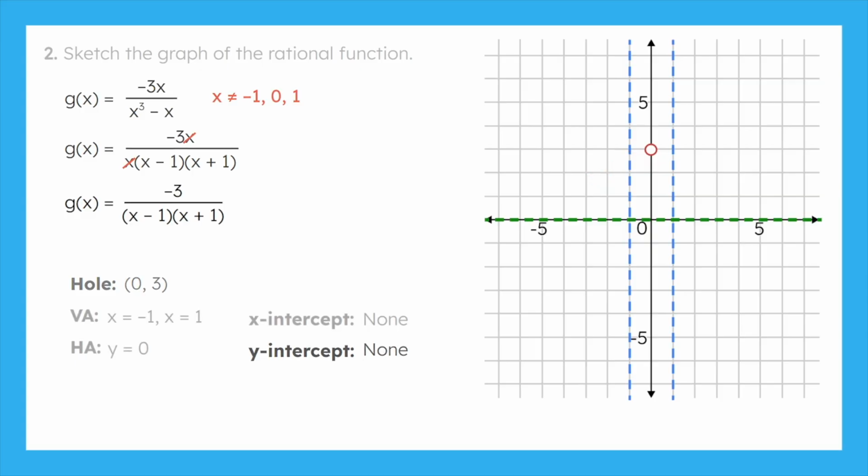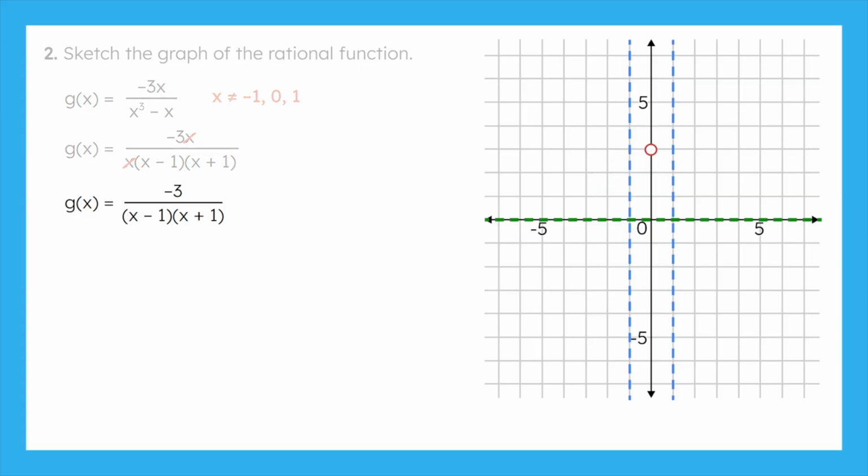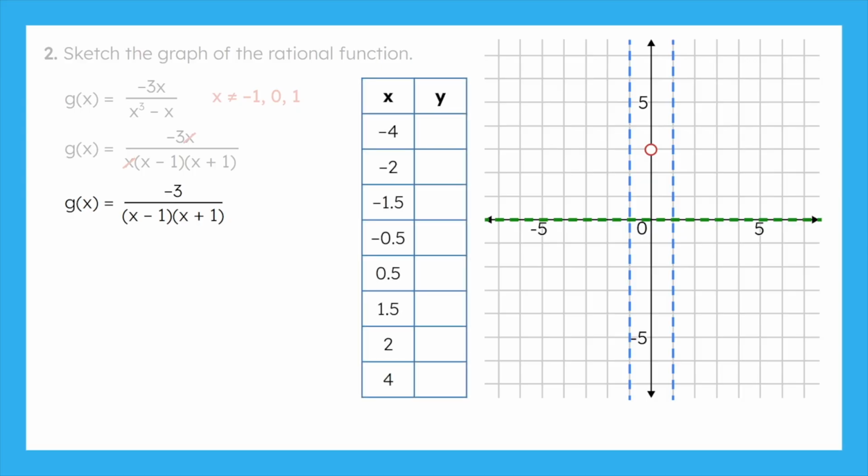Great. Now that we have the key features graphed, let's reveal the shape of the graph. Notice that the vertical asymptotes split the graph into 3 sections. We're going to need to find at least 3 points in each section to get an idea of the shape of the graph. I've put some points for you to find in the table in your guided notes. I chose these points by making sure we had points in each section of the graph created by the vertical asymptotes, and I included points close to the asymptote so we can clearly see how each branch behaves.